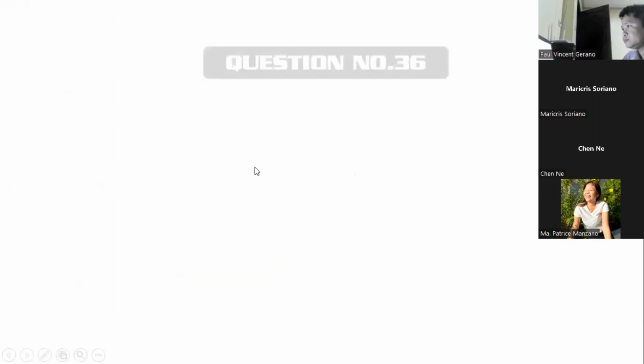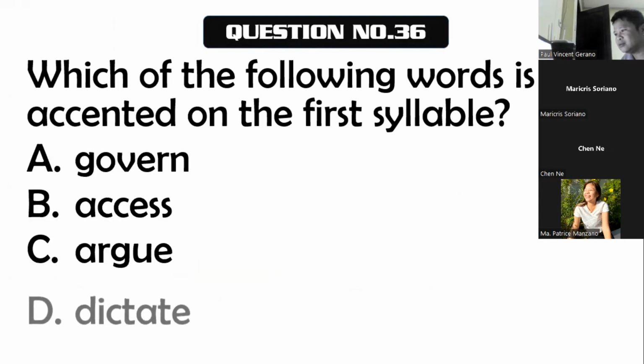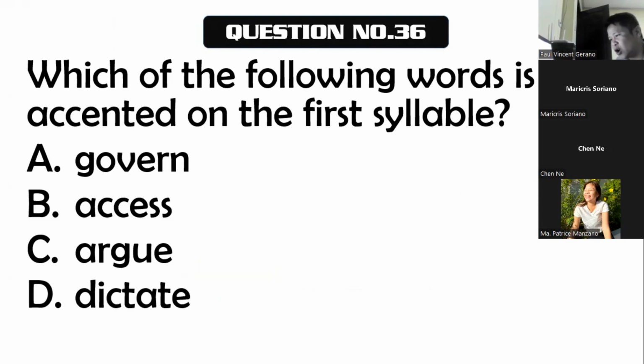36. Which of the following words is not accented on the first syllable? I will not say the options orally so that you can analyze which answer is correct. Okay, which of the following words is not accented on the first syllable? Answer, please. Okay, so let's pronounce the options. Crystal said letter A. Chenny, letter A. How about others?